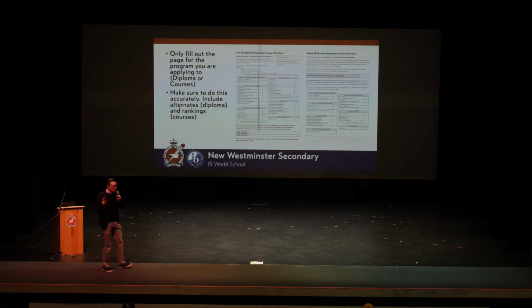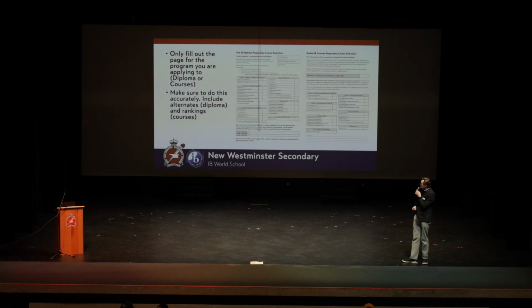There are 2 course selection pages as part of the application. There's a diploma course selection page and a partial IB courses selection page. So please only fill out the course selection page of the program you're applying to. So if you're applying for the diploma, don't fill out the courses page. If you're applying for courses, don't fill out the diploma page.